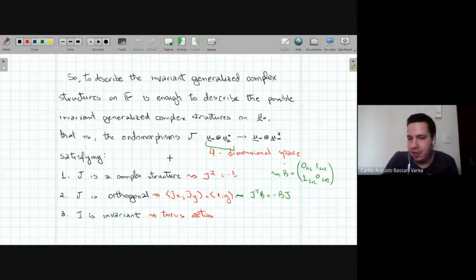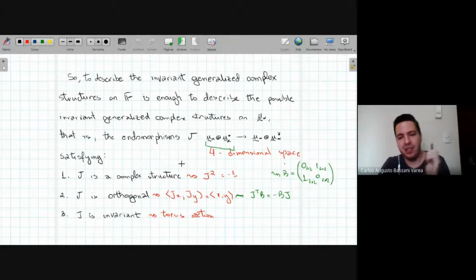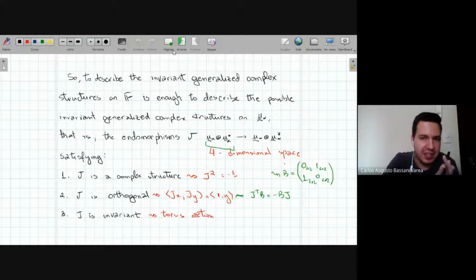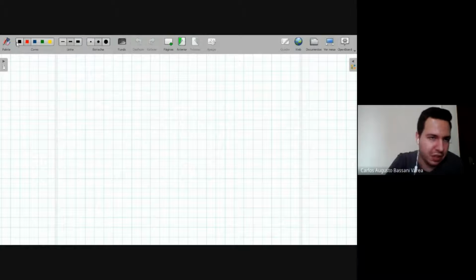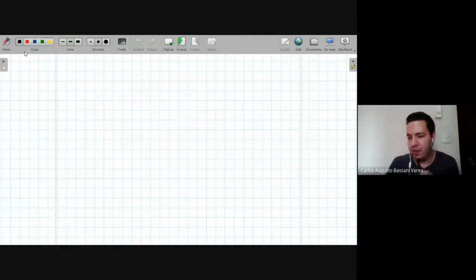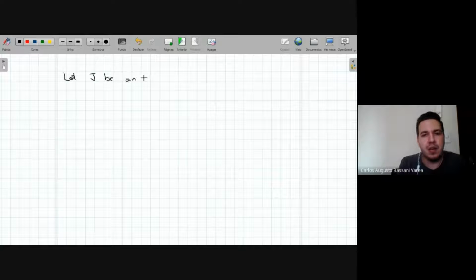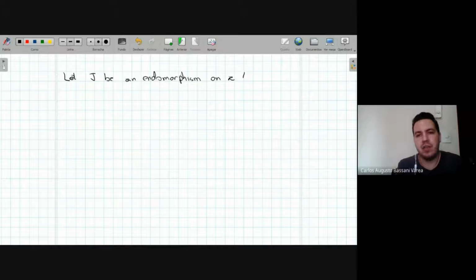Usually, when I give a talk, I skip all the computations and I say, oh, doing all these demands, we have these possibilities. But today I will compute together with you how I do all the computations to get the possible endomorphisms. Okay, so let J be an endomorphism on a four-dimensional space.